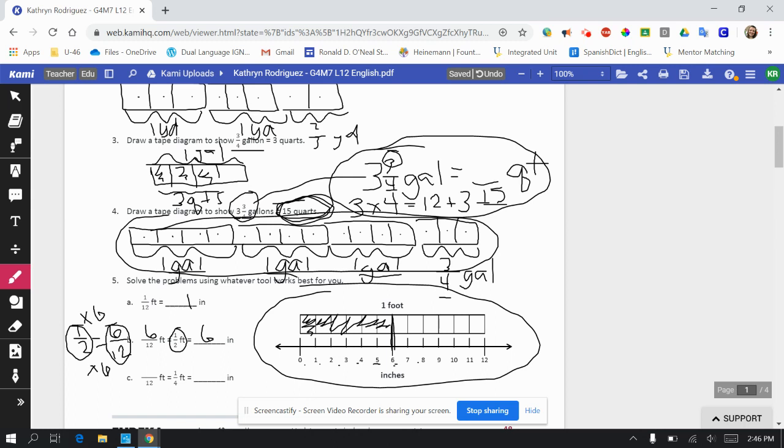Letter C, we've got 1/4 of a foot. So I'm going to erase this time.